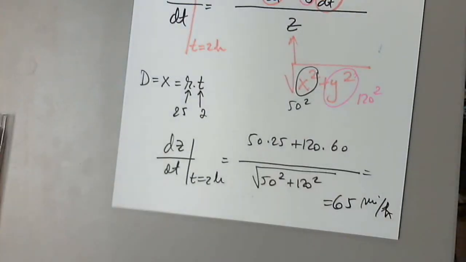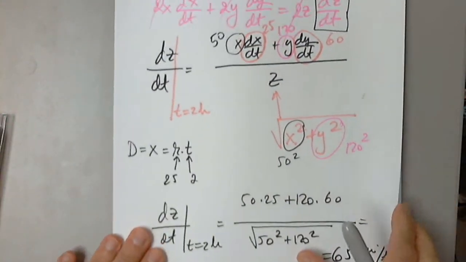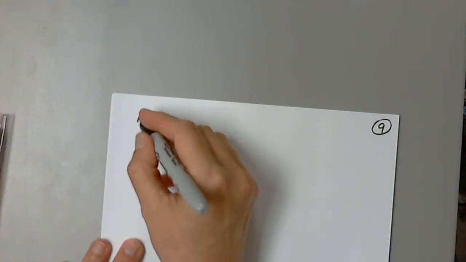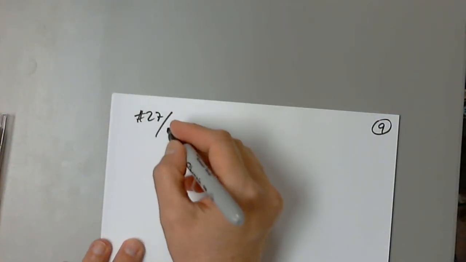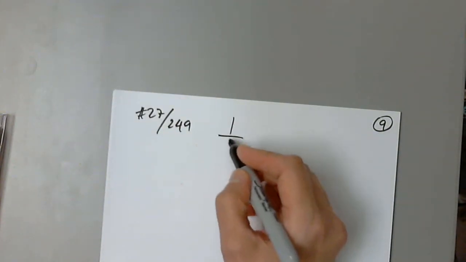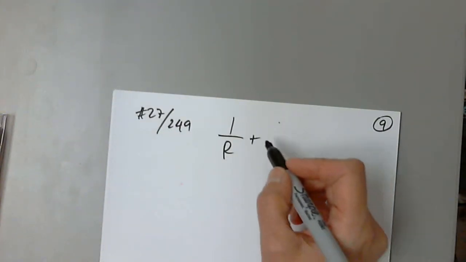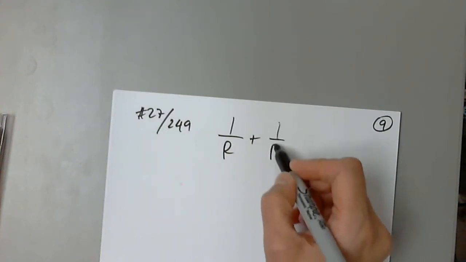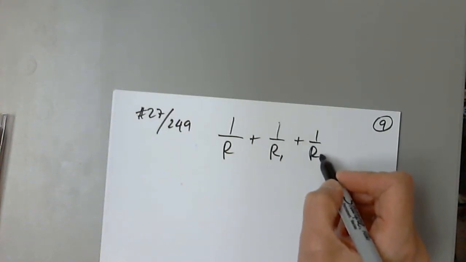So we're given this relationship, 1 over R equals 1 over R1 plus 1 over R2. So that was problem 27, and this is my page 9, on page 249. So it's 1 over R, not plus, equals. I'm going to erase that, sorry. 1 over R1 plus 1 over R2.